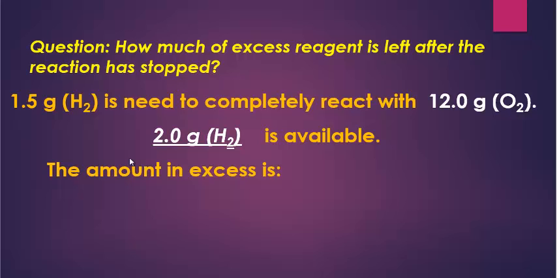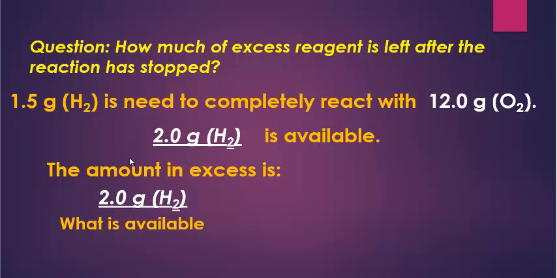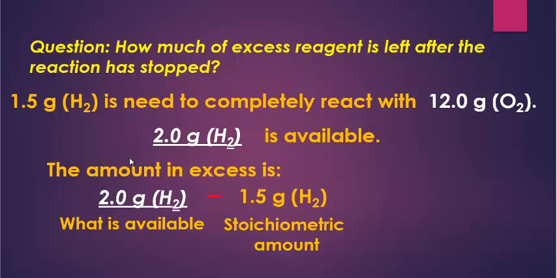It's also called the amount in excess. You just simply take 2.0 grams of hydrogen, and that is what is available. You subtract what stoichiometric amount is needed to complete the reaction, in this case 1.5 grams, and you're going to get 0.5 grams of hydrogen. This is the amount in excess.